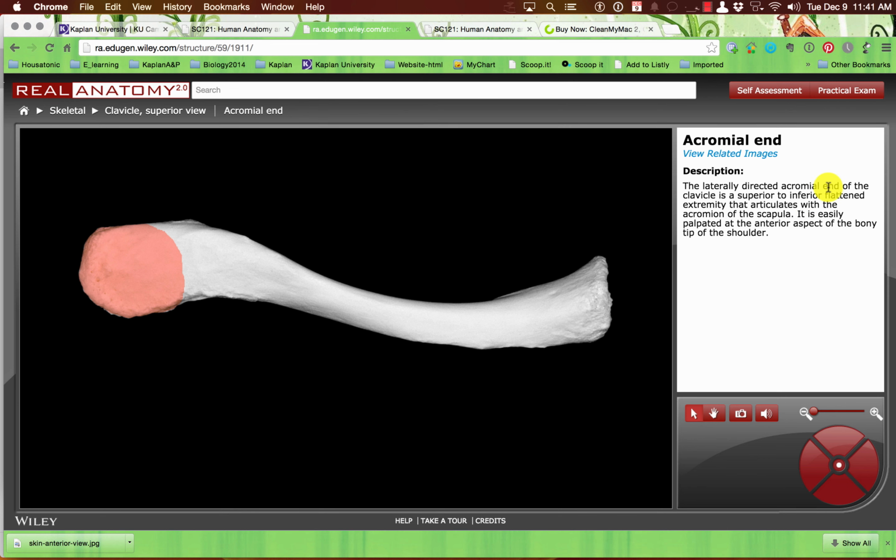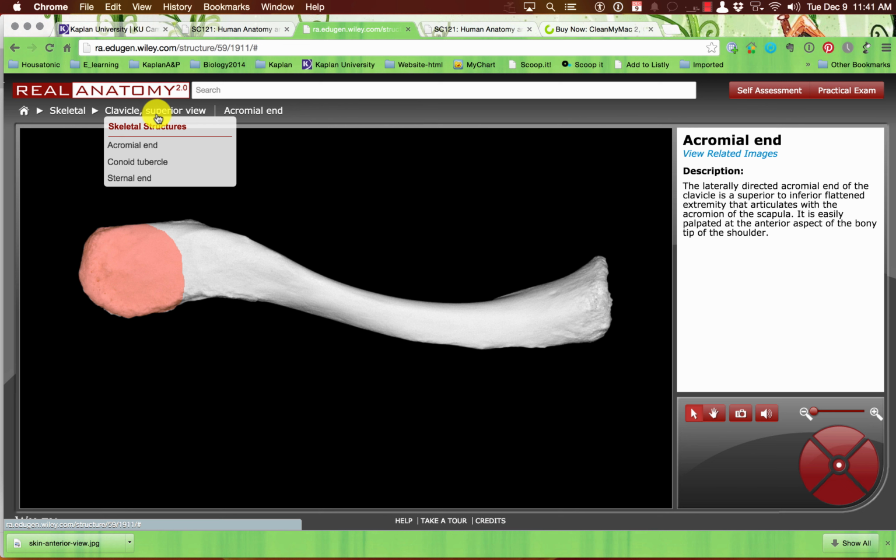Directed acromial end of the clavicle, that's what we're looking at, is a superior to inferior flattened extremity. So what that's saying is that it has a superior top and an inferior bottom that are sort of attached to each other. And it articulates, it works with, it's a joint. Articulates means two bones that articulate together to allow movement. It articulates with the acromion of the scapula. Well, what's the scapula?